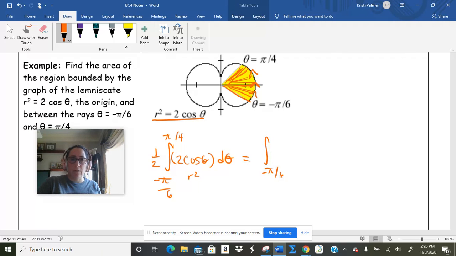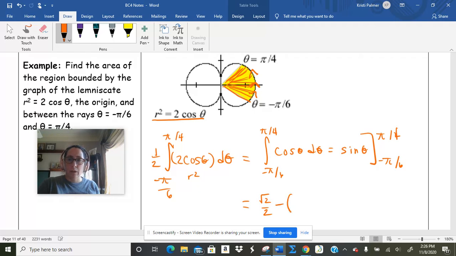So this one we could definitely do without a calculator. It could be on a non-calculator section. The 1/2 and the 2 cancel here, and I just have cosine. The antiderivative of cosine is sine, and we're going to evaluate from negative pi over 6 to pi over 4. Sine of pi over 4 is radical 2 over 2, minus the sine of negative pi over 6, which is negative 1/2. So that is radical 2 over 2 plus 1/2. I had it backwards in my brain for a second. And you could try to put it all into one fraction. Who knows?